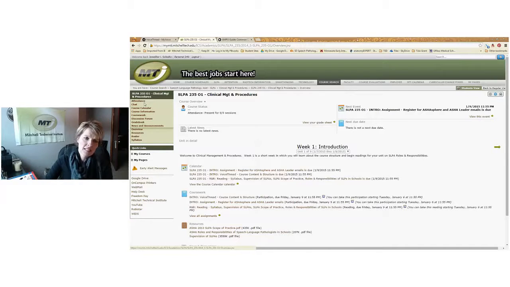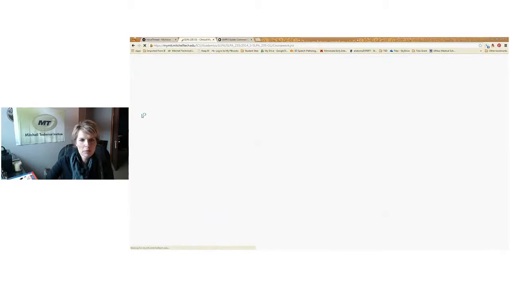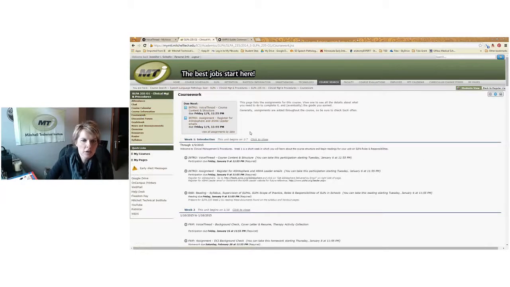If we go over to the section on the left-hand side, I'm not using the attendance portlet and we don't use chat. Probably won't be using discussion forum. We'll be doing our discussion in our voice threads. Your coursework page is probably where you're going to spend the majority of your time.